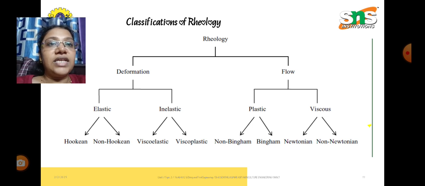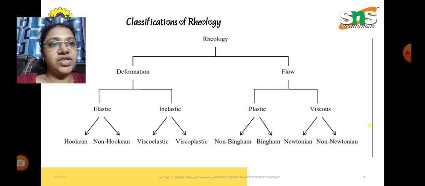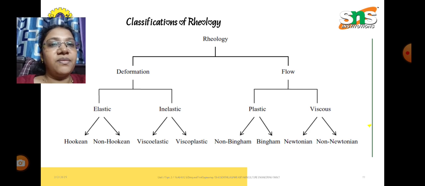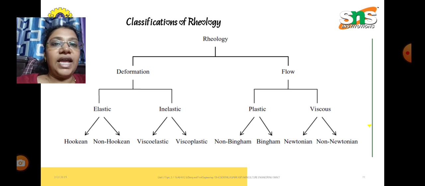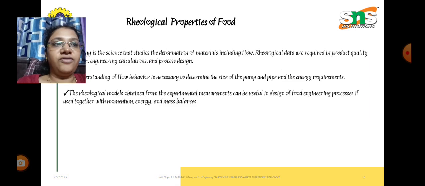Classification of rheology: we can categorize into deformation and flow. Deformation into elastic and inelastic types, with elastic as Hookean and non-Hookean, and inelastic as viscoelastic and viscoplastic. Flow into plastic and viscous, where plastic will be non-Bingham and Bingham, and viscous will be Newtonian and non-Newtonian types of fluids.